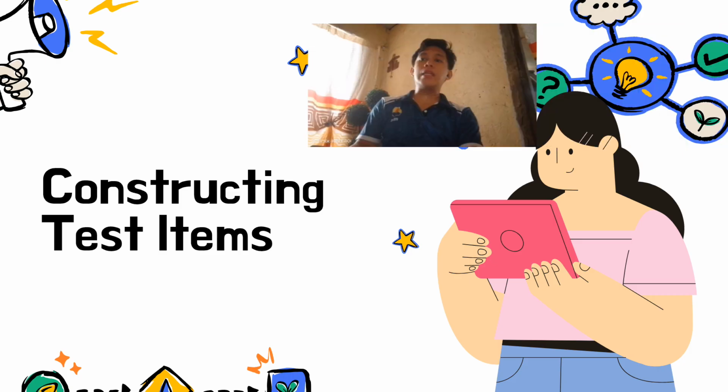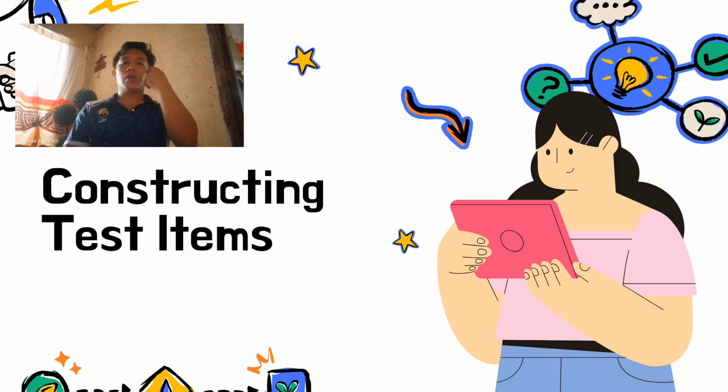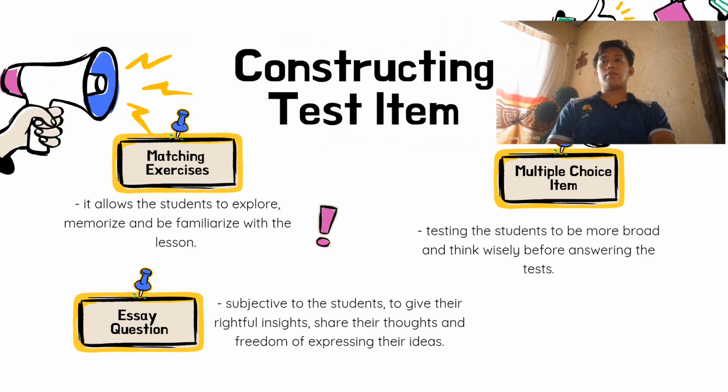Now, as we proceed, on the third type we have constructing test items. In constructing test items, we have 3. In this slide, it should be constructing test items, not subjective test. We have 3: matching exercises, multiple choice items, and the essay question.